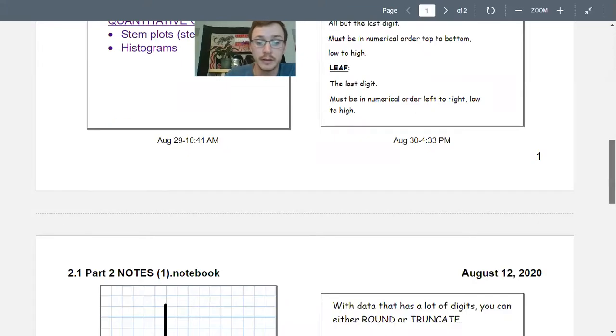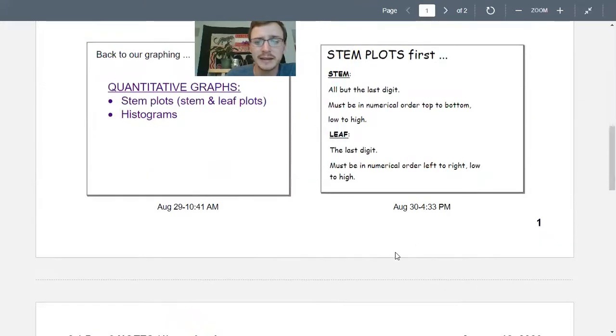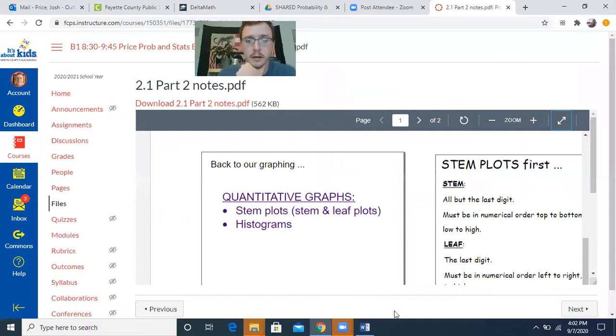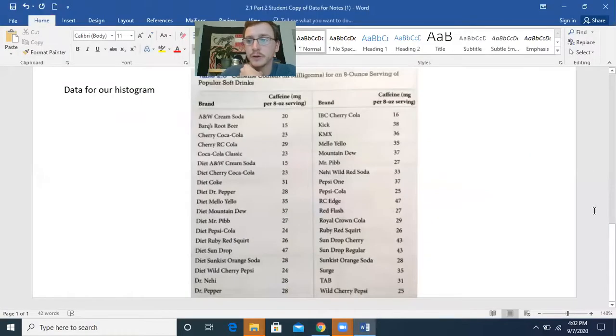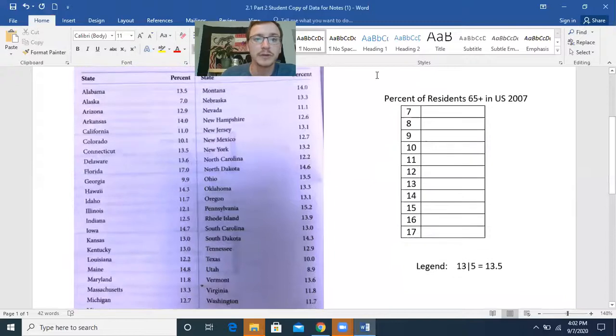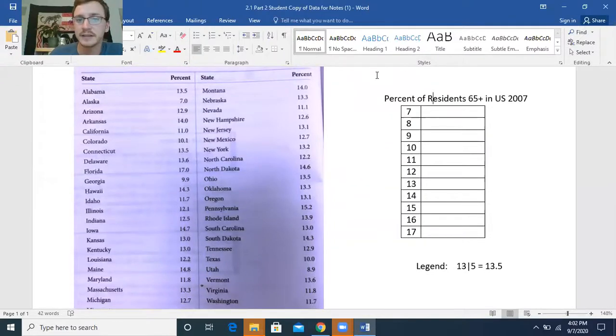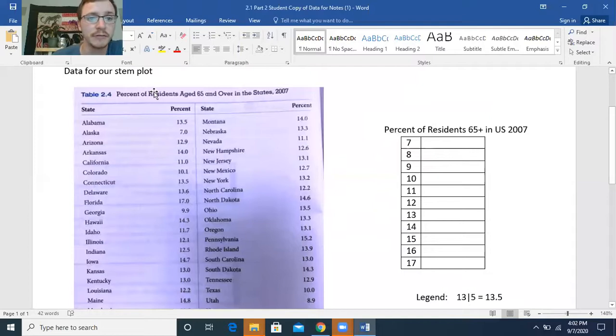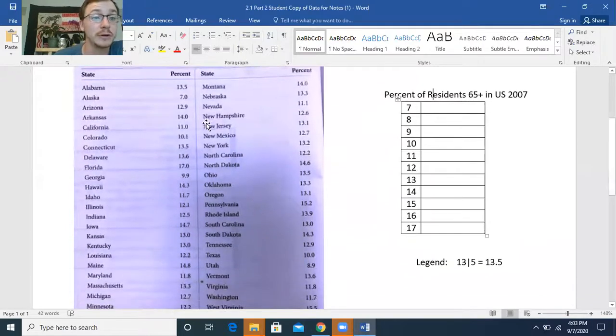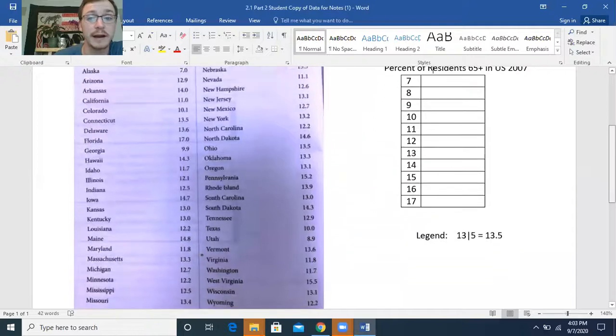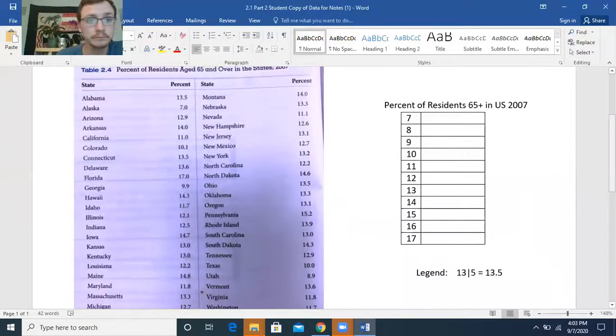And so let's look at an example here real quick of that. So what I'm going to do is I'm going to make a stem and leaf plot. This table right here is the percent of residents age 65 and over in the states in 2007. So what I'm going to do is I'm going to create a stem and leaf plot for the left-hand side of this, and then I'm going to have you all submit a stem and leaf plot for the right-hand side of this, and then that way we'll be good to go. I'll know that you can do it.